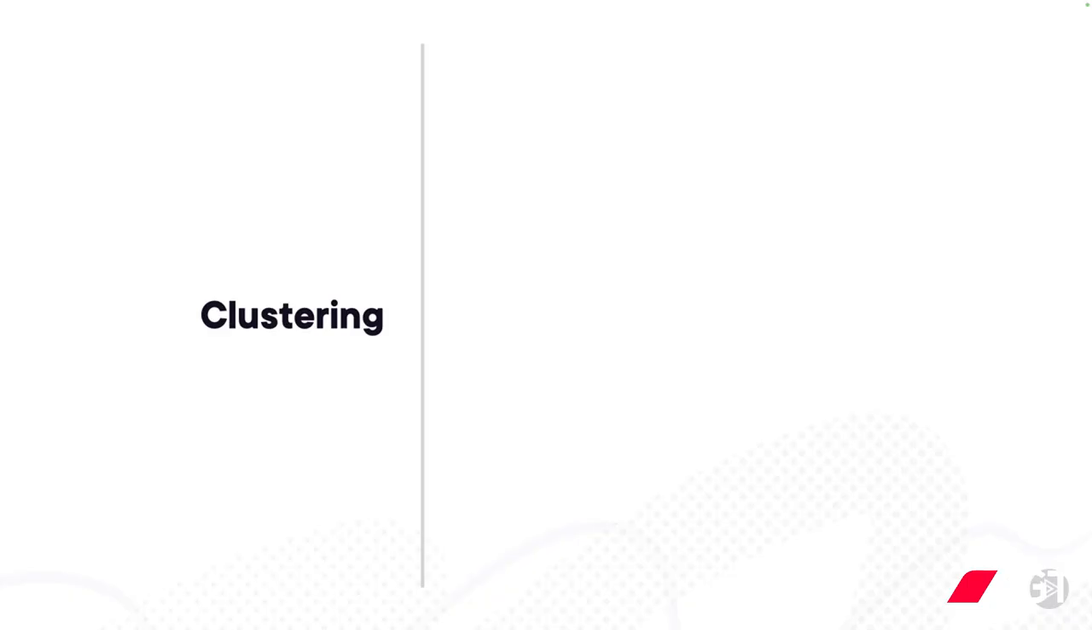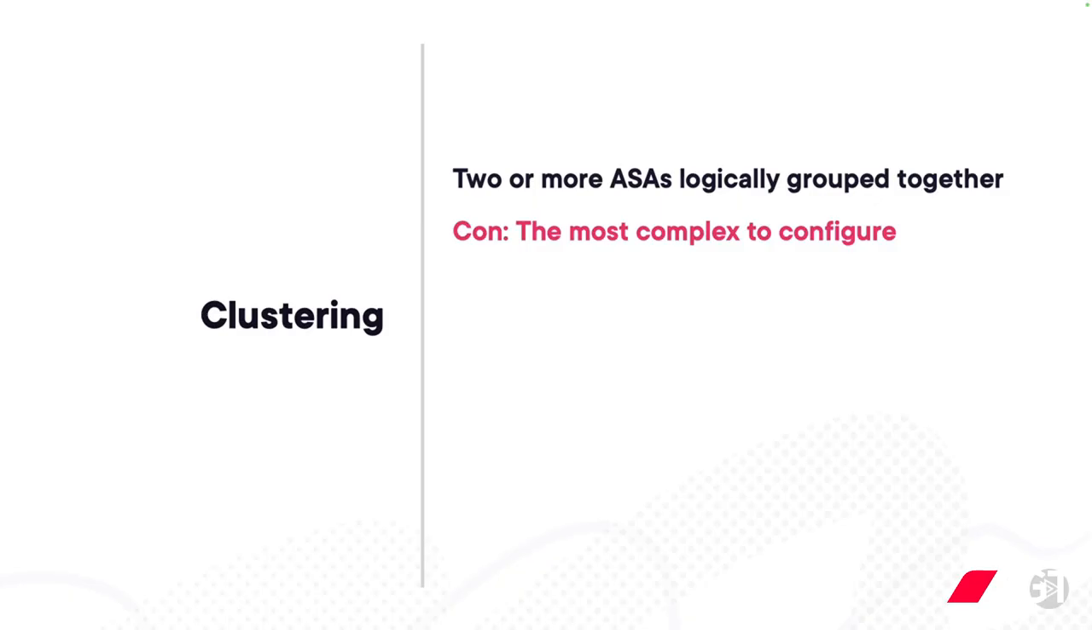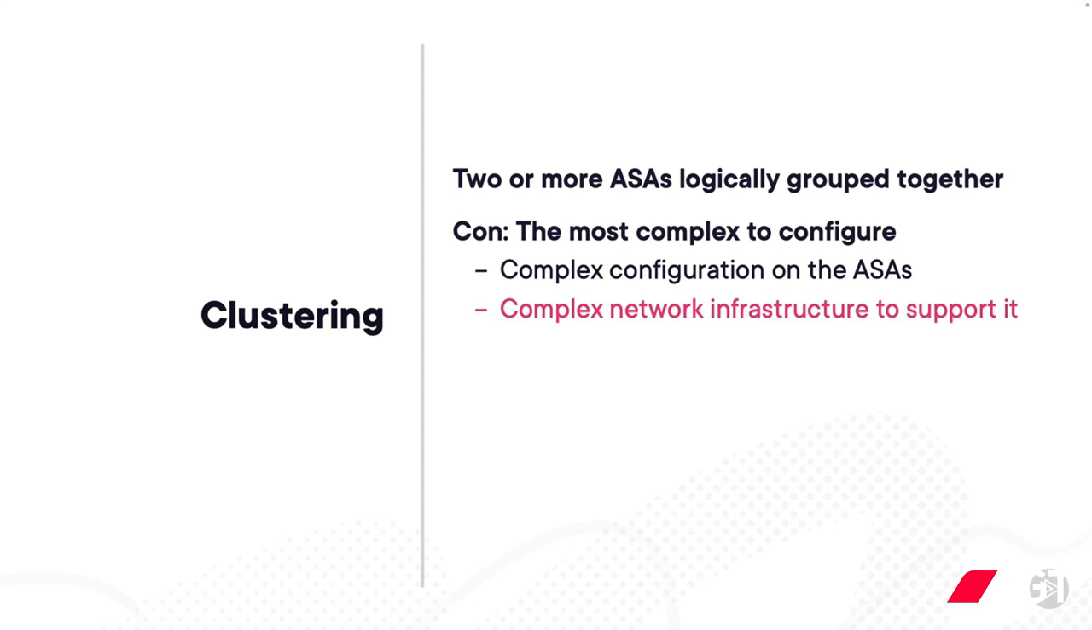And finally, ASA clustering is the most robust high availability option for the ASAs. So this allows for 2 or more ASAs to be actively passing traffic for all contexts. They're logically viewed as one ASA by the rest of the network devices. While this is the most robust configuration, it is also the most complicated to set up. Not only is it more complicated to configure on the ASAs themselves, the surrounding network devices need to be able to properly load balance the traffic to all the ASAs.